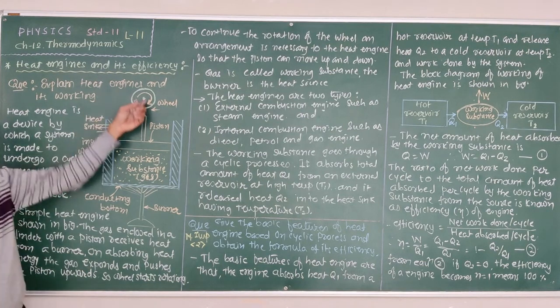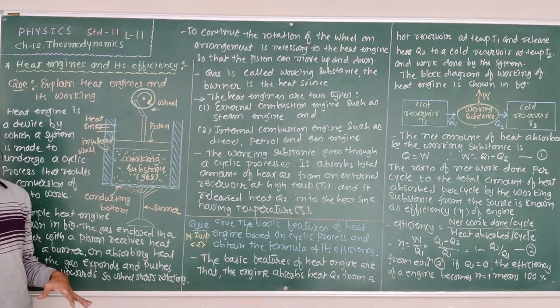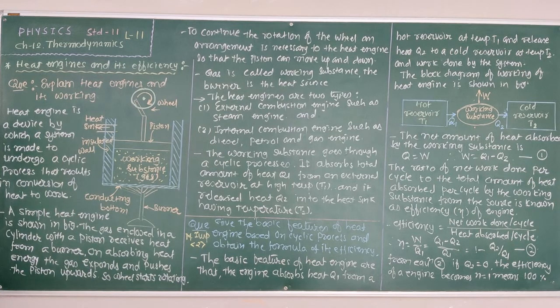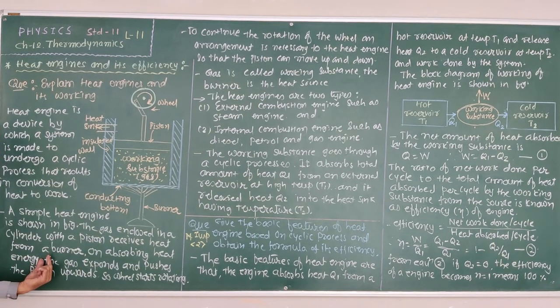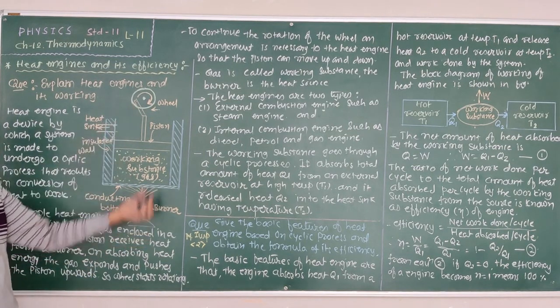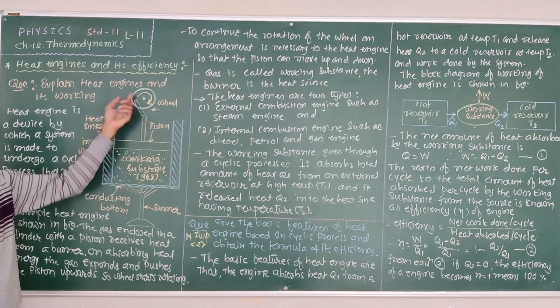So the wheel will start rotating. How does this heat engine work? A simple heat engine is shown in the figure. The gas is enclosed in a cylinder with a piston. This gas receives heat from the burner. On absorbing the heat, the gas expands and pushes the piston upwards, so that the wheel connected with the piston starts rotating.